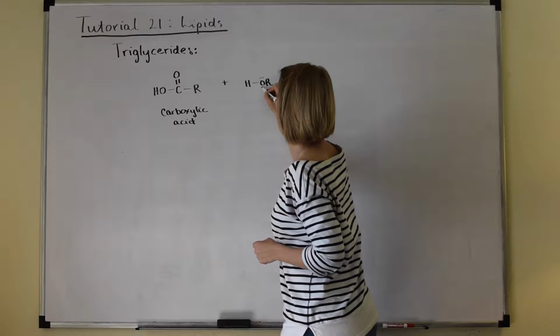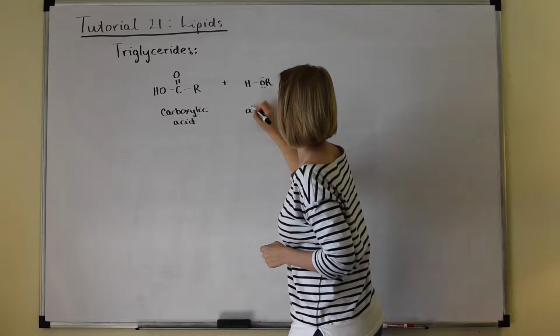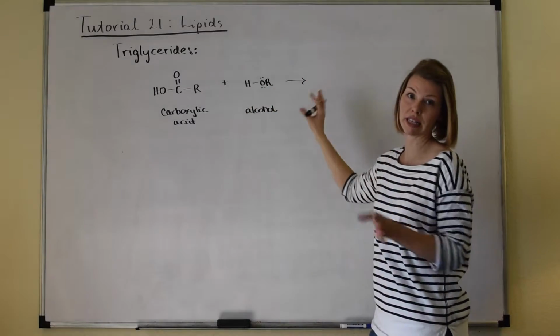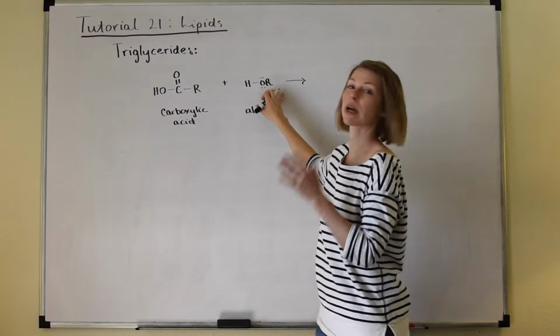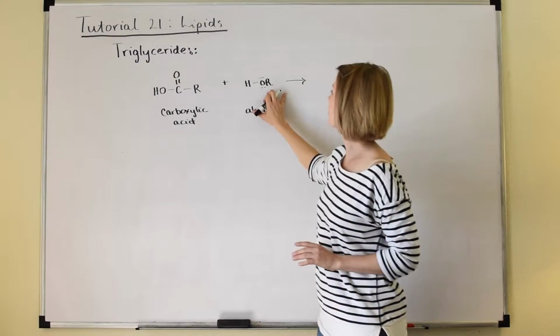Okay, and I'm going to go ahead and draw in my lone pairs here. Label that alcohol. And again, it doesn't matter right now what the alcohol is, so just R for rest of the molecule. Could be methanol, ethanol, doesn't matter what it is.